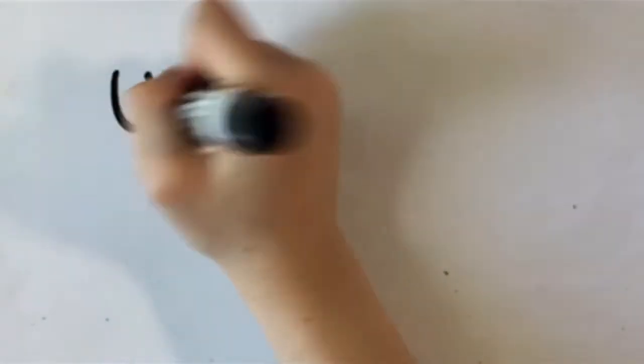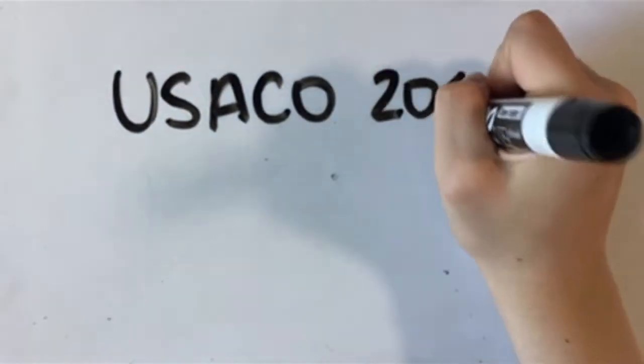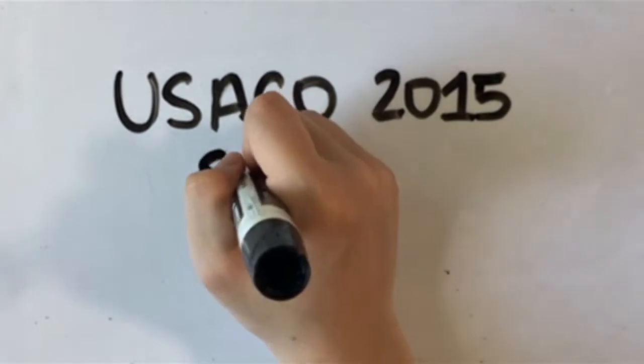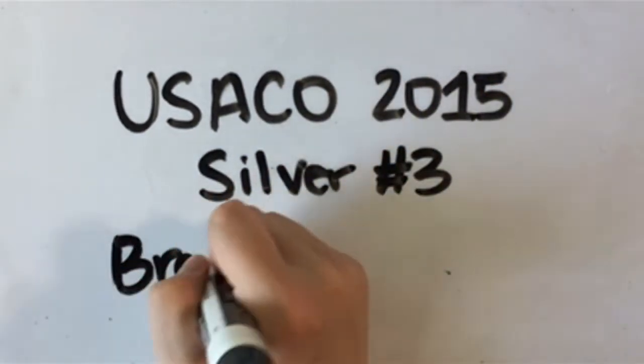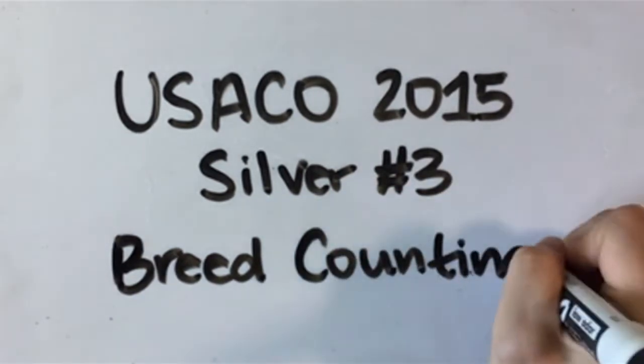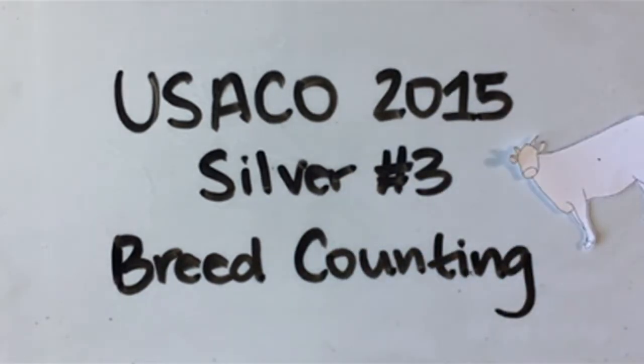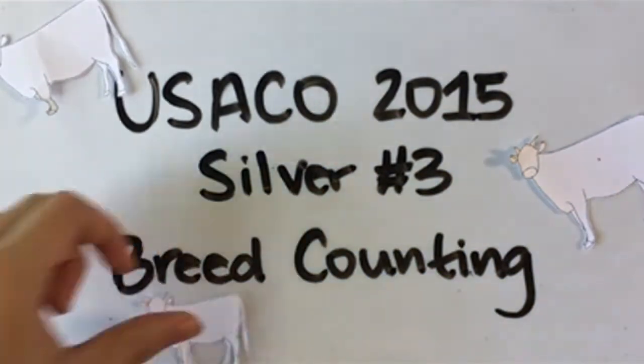Now that we've gone over how prefix sums work, let's try applying it to a problem. We'll be going over USACO 2015 December Contest Silver Number 3, breed counting. If you would like to try solving the problem on your own first, make sure to pause the video. Here's what the problem asks.